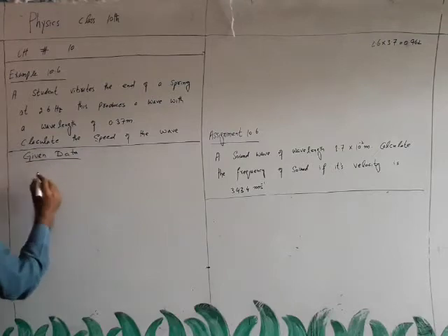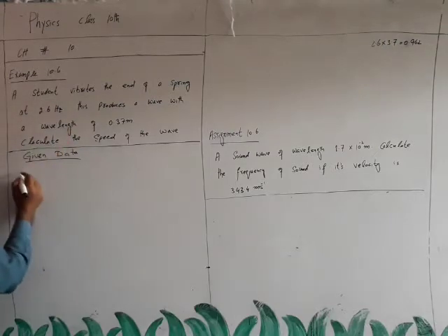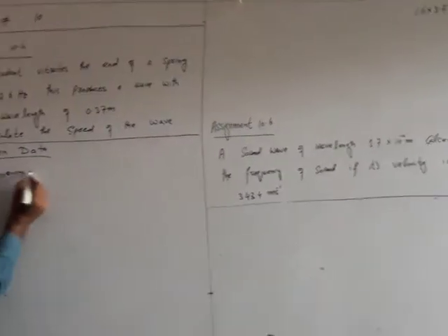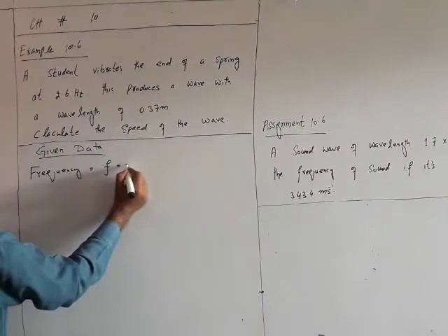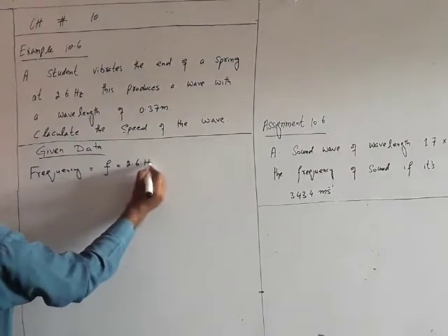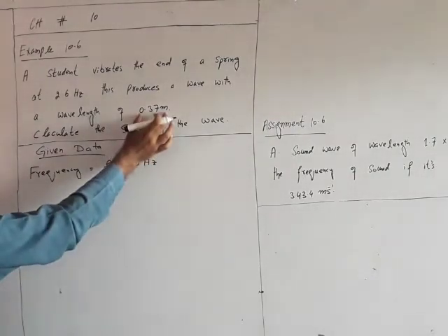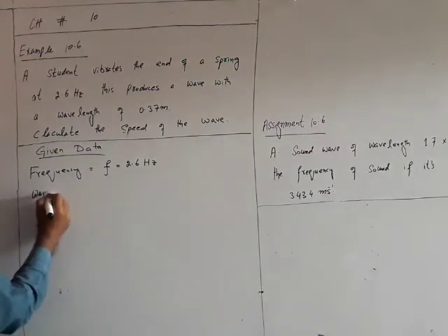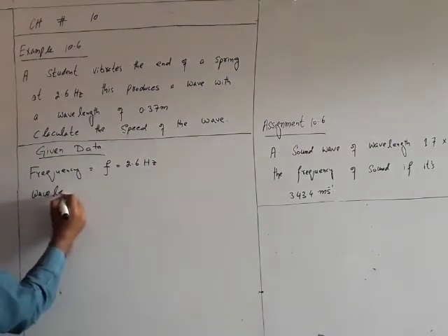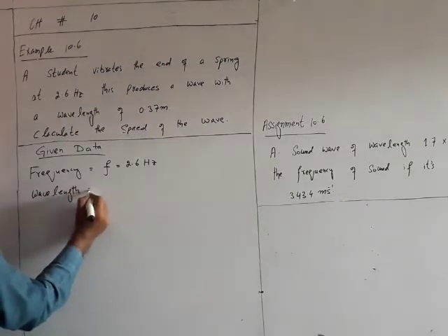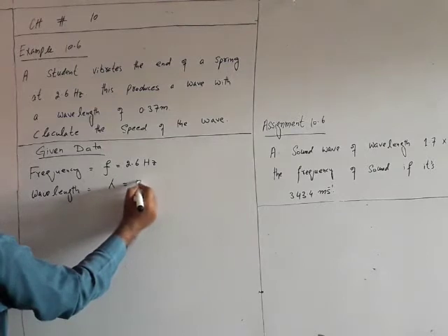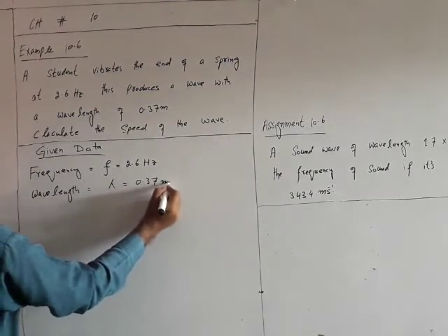In the given data we are given the frequency. Symbol wise it is denoted by small f. So frequency is equal to 2.6 Hertz, and the next data given in this example is the wavelength of the wave. Wavelength is denoted by the Greek letter lambda, and its value is 0.37 meter.